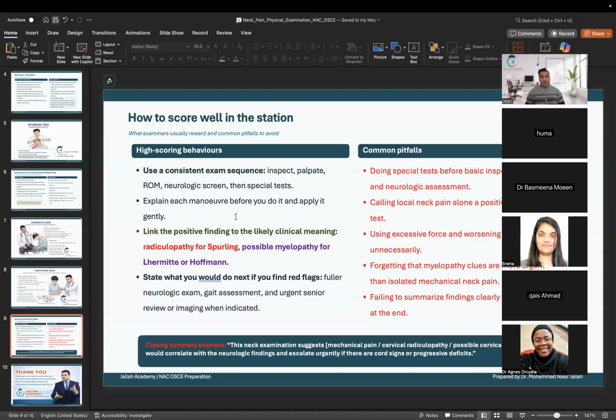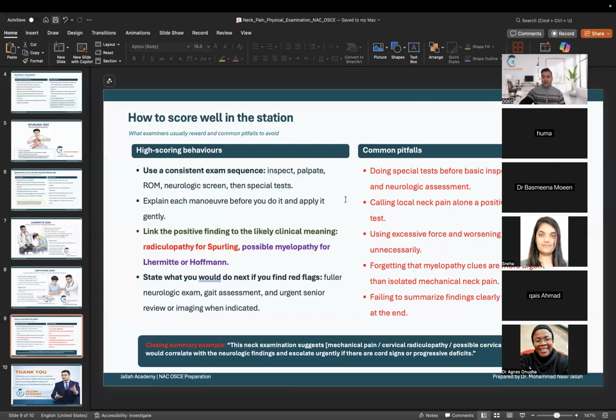Link the positive findings to likely clinical meaning: radiculopathy for a Spurling, possible myelopathy for the Lhermitte or Hoffman. State what you would do next if you find red flags: full neurological examination, gait assessment, and urgent senior review or imaging when indicated.